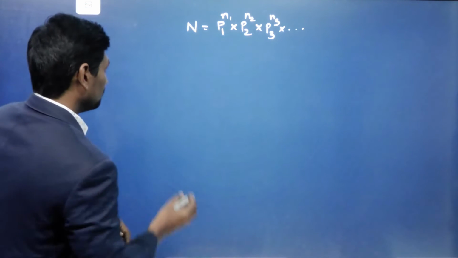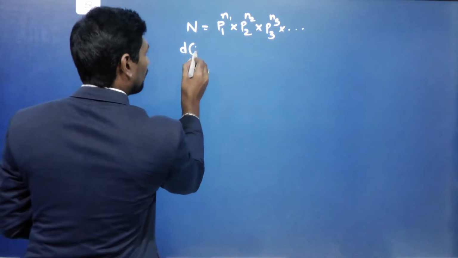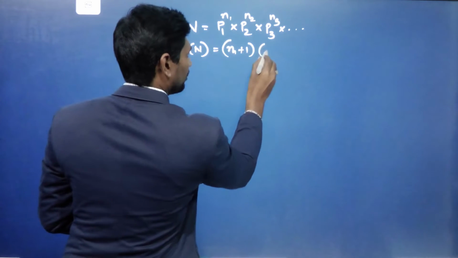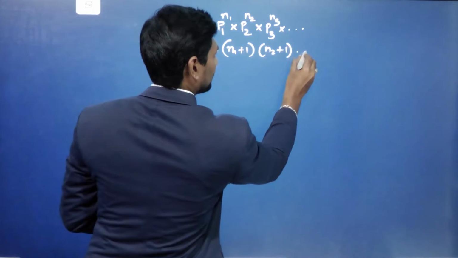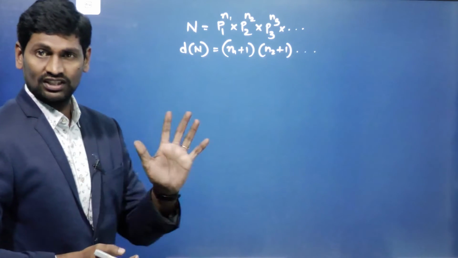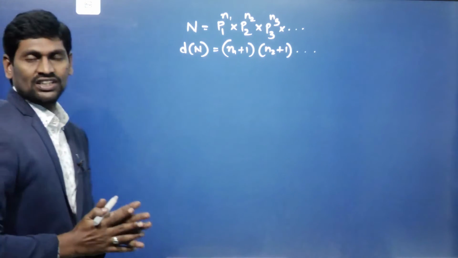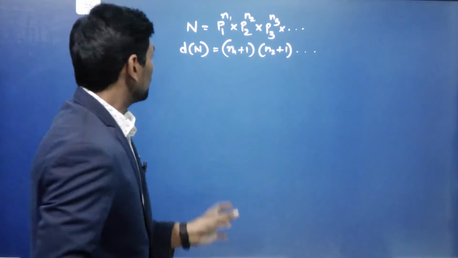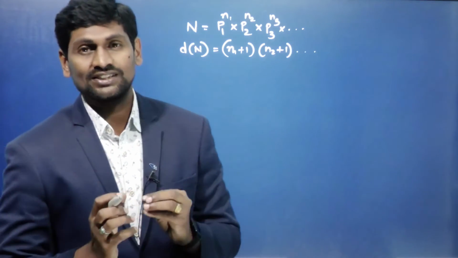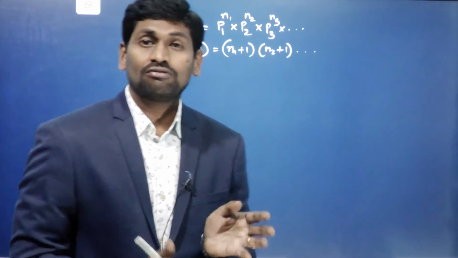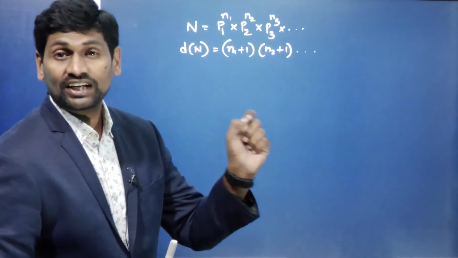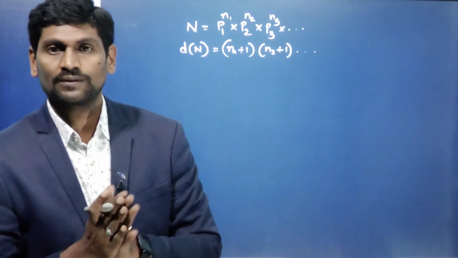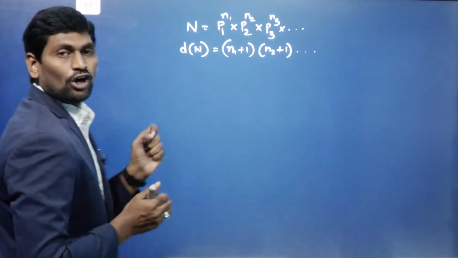And we have already discussed the number of divisors, that is (n1 plus 1) into (n2 plus 1) and so on. Clear? Now, sum of divisors. To find the sum of divisors, product of divisors or number of divisors, we follow the same process. First of all, we need to find the prime factorization of a composite number. Let us see the formula first.